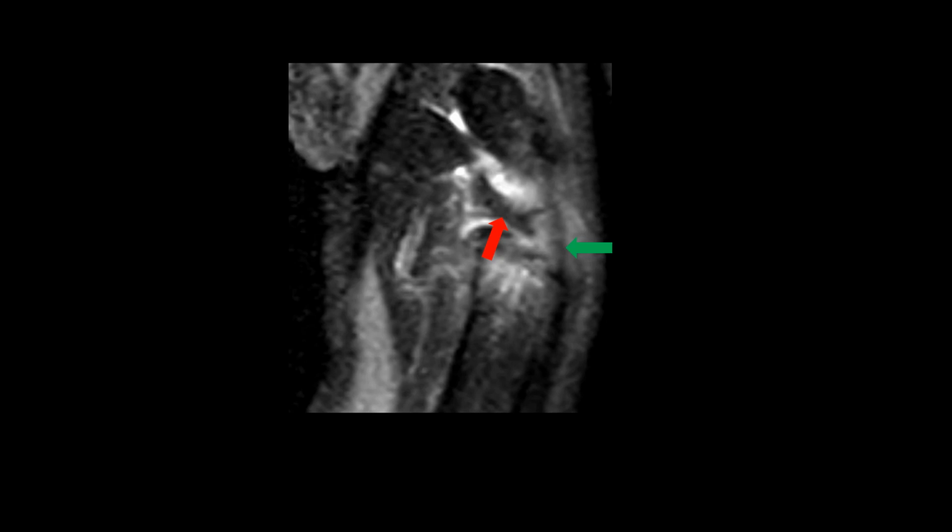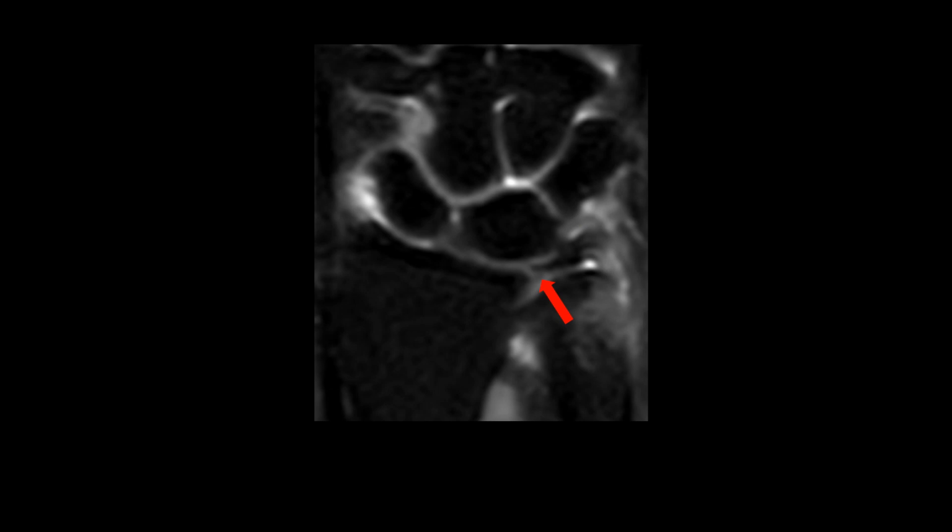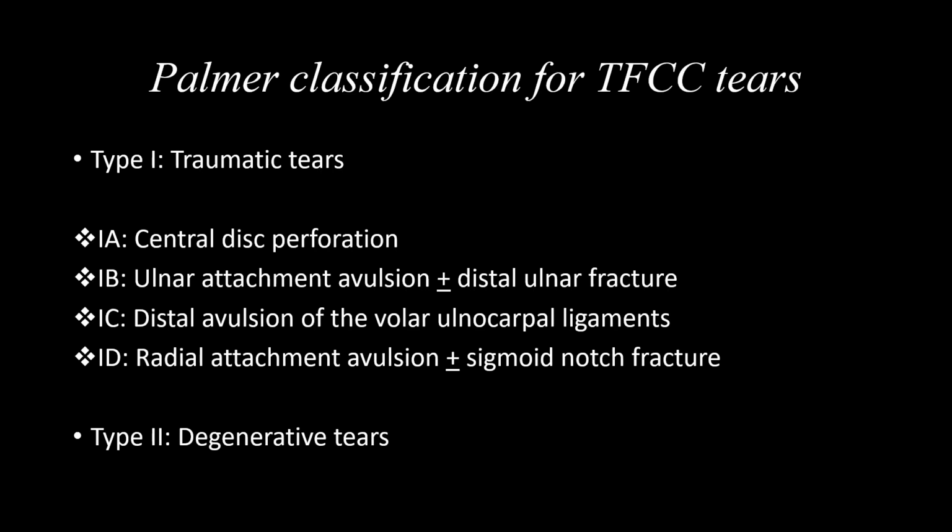Now on this sagittal STIR image, we can see the red arrow points to the intact biconcave central TFC disc. The green arrow points to the extensor carpi ulnaris tendon, which is surrounded by edema indicative of its sheath injury. Over here, the red arrow points to the intact radial attachment of the TFC disc to the cartilage overlying the distal radius.